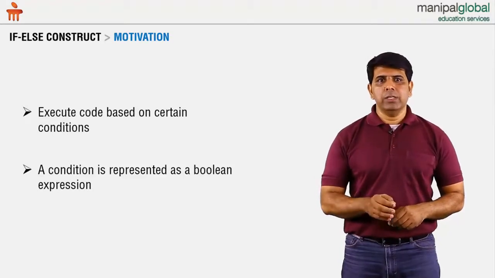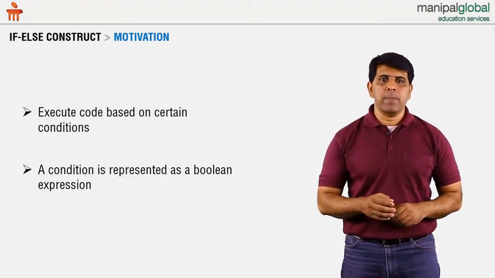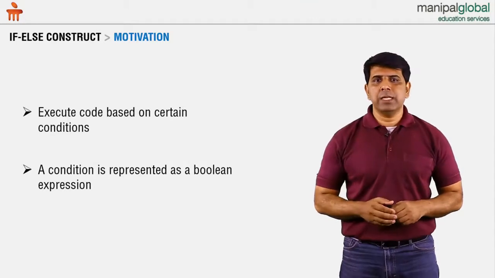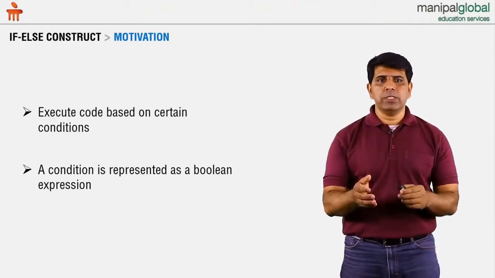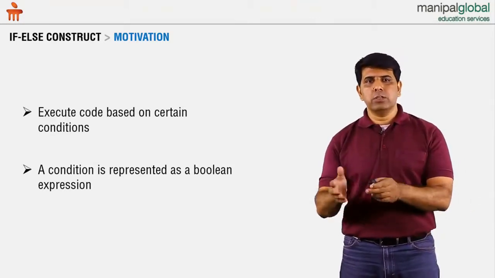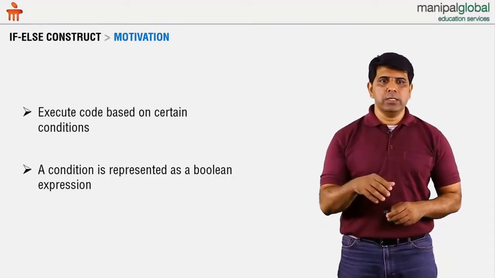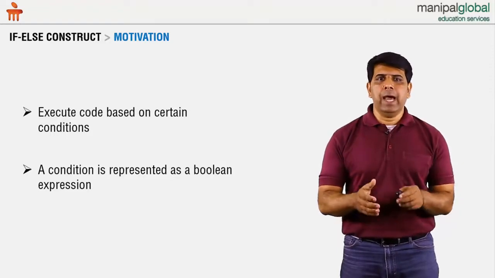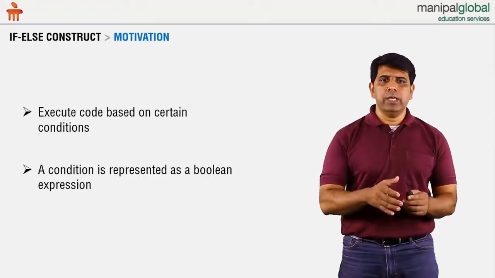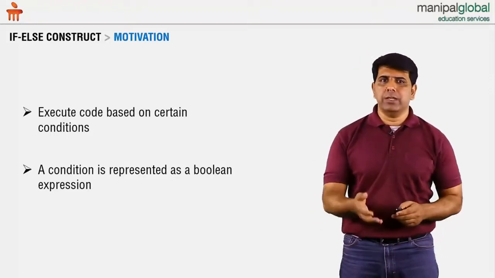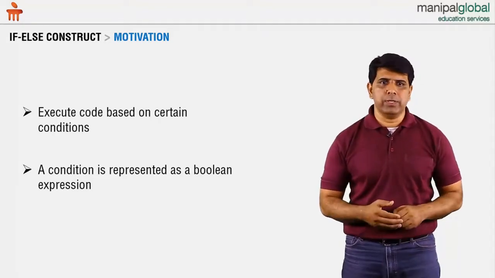A condition is always represented as a Boolean expression. In languages like C and C++, I could simply say if x, do something, where x can be 0 or non-zero. Whereas in Java, x has to be Boolean, or you can say if x less than 10, or x greater than 10, and then you perform your operations.